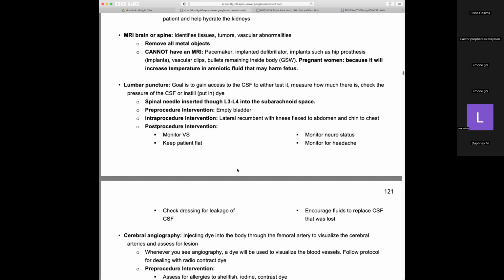Your number one nursing priority for MRI is to remove all metal objects. Your number two priority is you're going to complete the MRI questionnaire with the patient. It's going to ask the patient, do they have a pacemaker, a defibrillator, an implant or a prosthesis in their body, vascular clips, any bullets in their body from a gunshot wound. If they are pregnant, they probably cannot have the MRI because it can harm the baby.